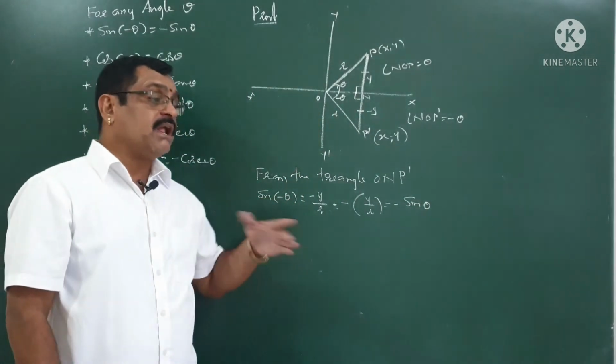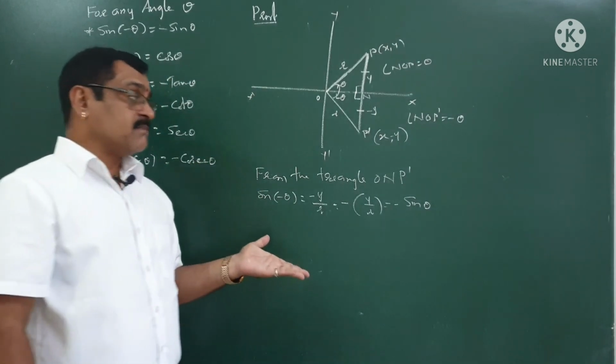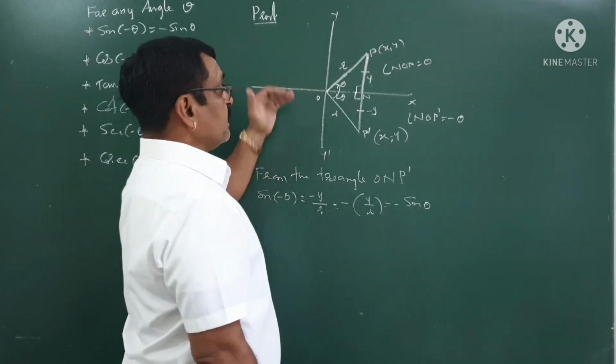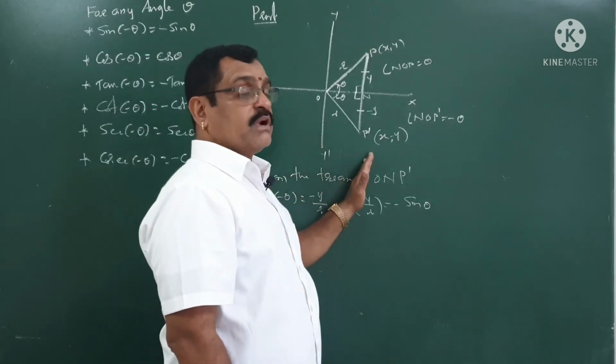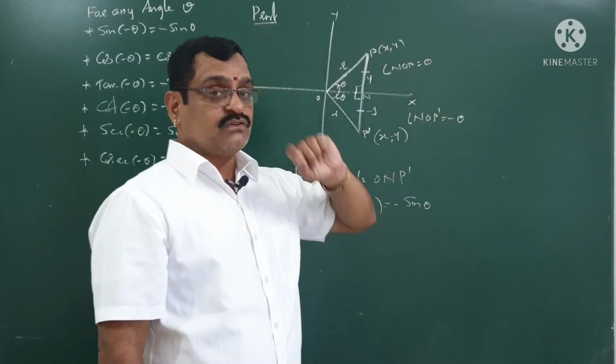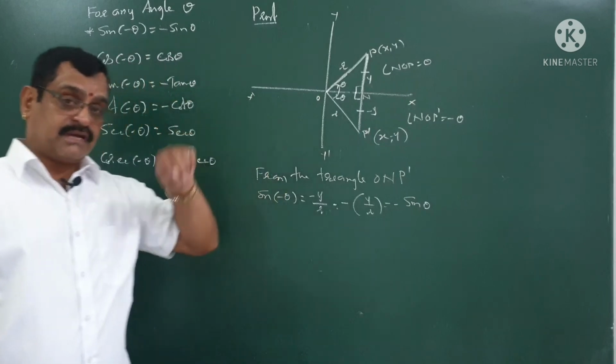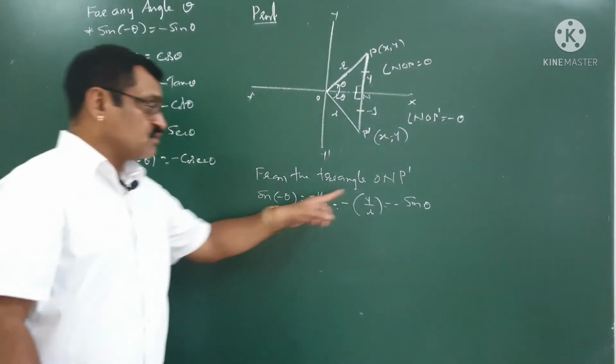So this theta can be any size. It can be like in second quadrant also. It can be like third quadrant also. It can be like fourth quadrant. It can be like first quadrant. So irrespective of the size of the angle, this is true for all.